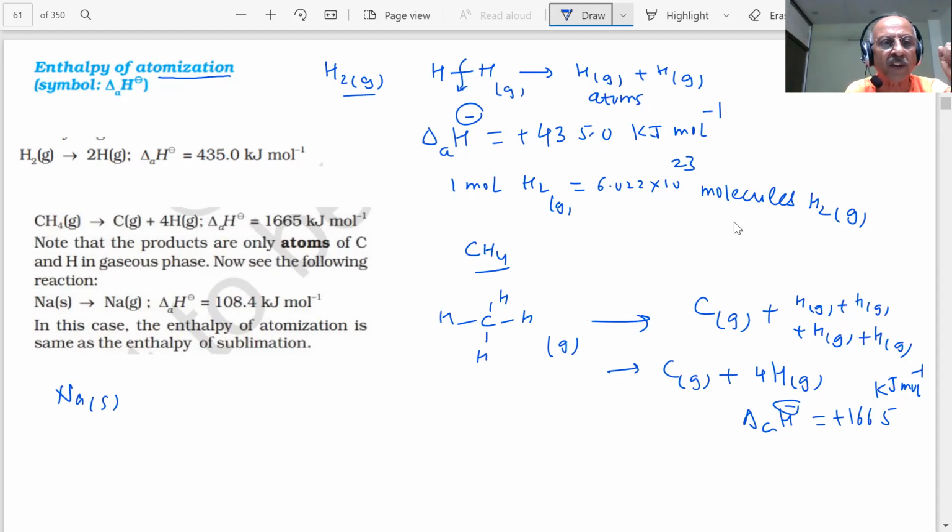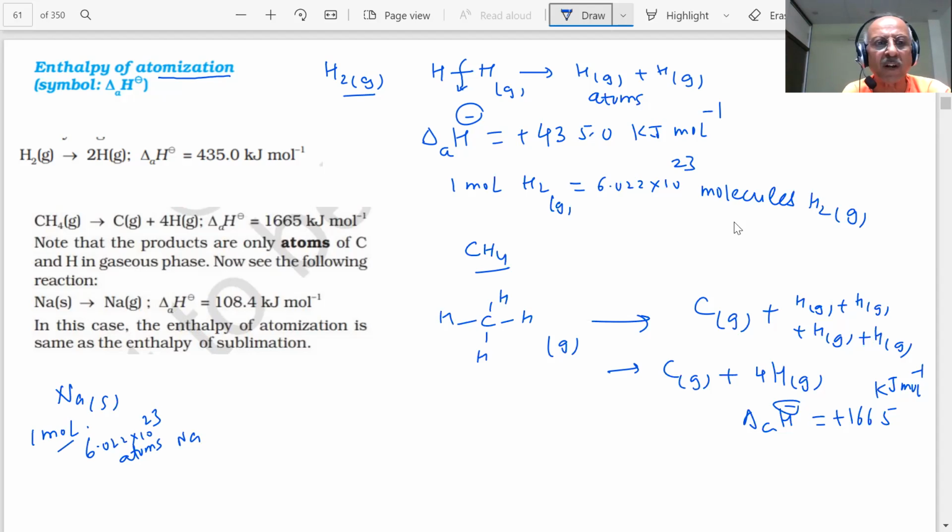In the solid, if I say there is 1 mole of sodium, 1 mole of sodium will mean how many atoms of sodium are there? Tell me, how many atoms of sodium are there in this? 6.02 × 10^23 atoms of sodium are there, student, in 1 mole of sodium.